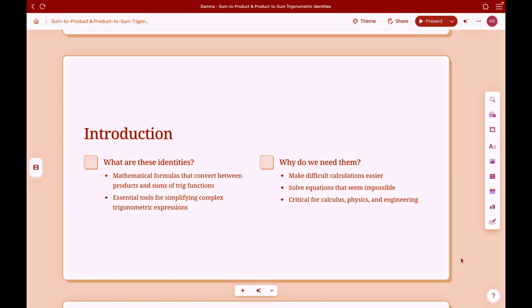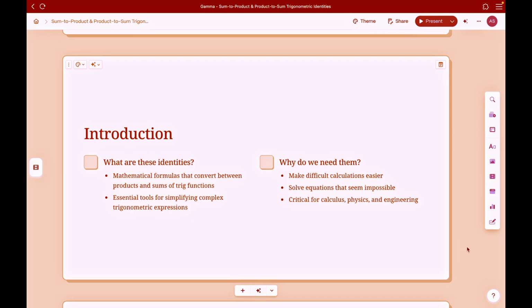These are mathematical formulas that convert between product and sum of trig functions, which is pretty much explained in the name itself. These are very essential for simplifying complex trigonometric expressions, especially at higher level math like calculus, physics, etc., and also in engineering.